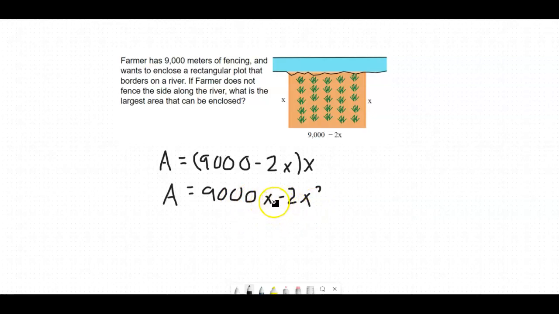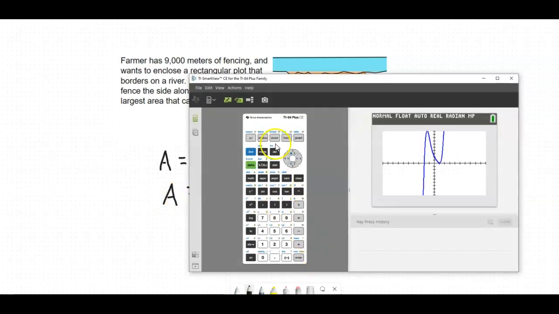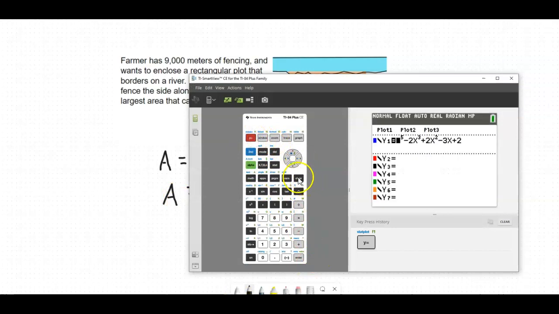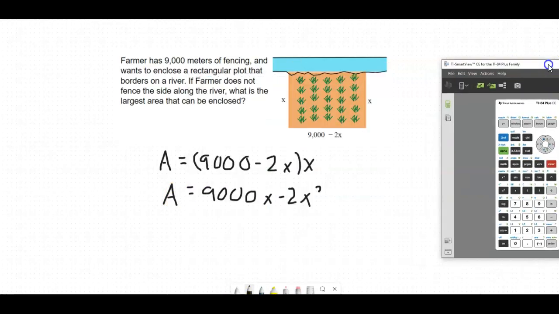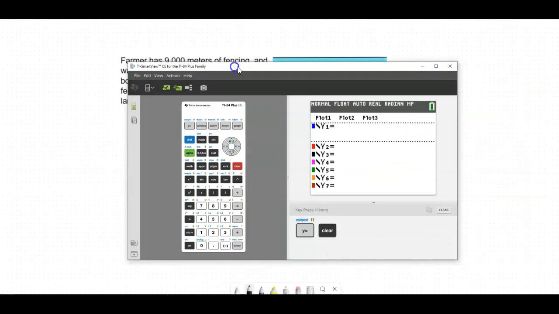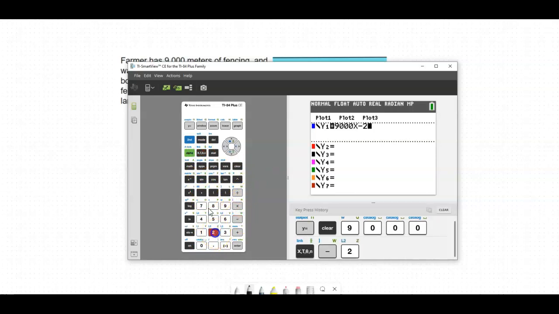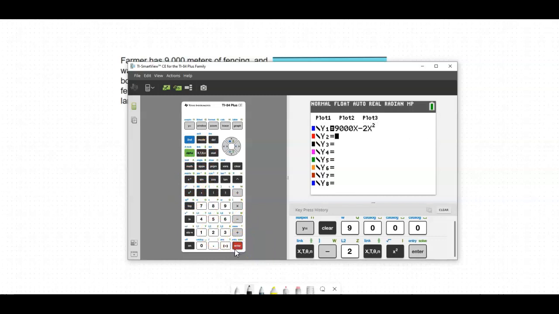So we want to find the x value that is going to give us the largest possible area. So going to our calculator, I'm going to go ahead and put that equation in here, which is 9,000x minus 2x squared. 9,000x minus 2x squared. All right. Next thing we want to do is graph this.